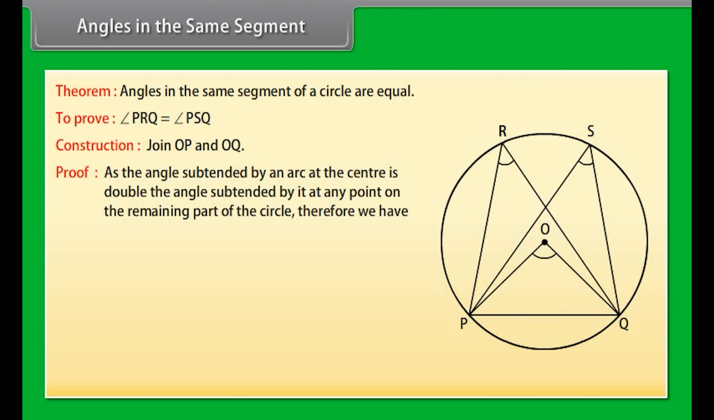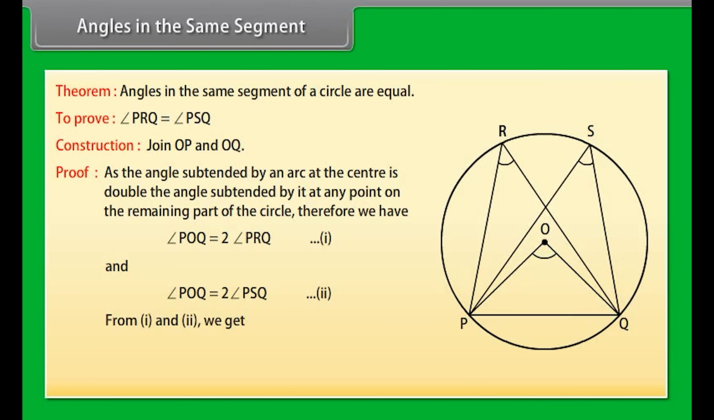Proof: As the angle subtended by an arc at the center is double the angle subtended by it at any point on the remaining part of the circle, we have angle POQ is equal to 2 angle PRQ. Mark it as 1. And angle POQ is equal to 2 angle PSQ. Mark it as 2. From first and second we get 2 angle PRQ is equal to 2 angle PSQ. Therefore, angle PRQ is equal to angle PSQ.